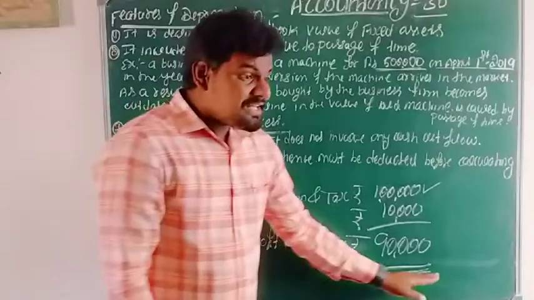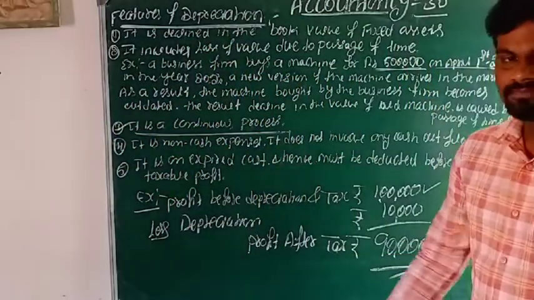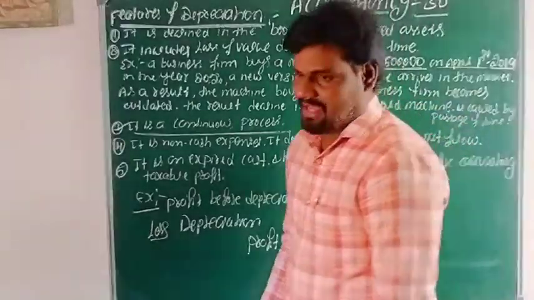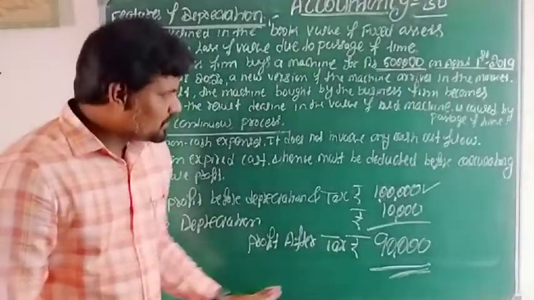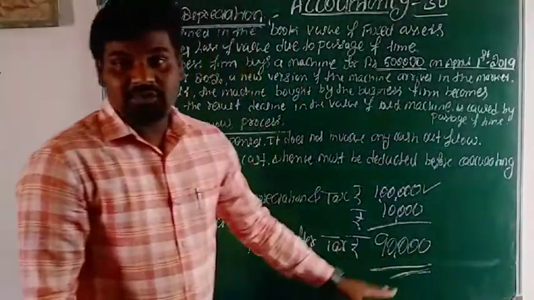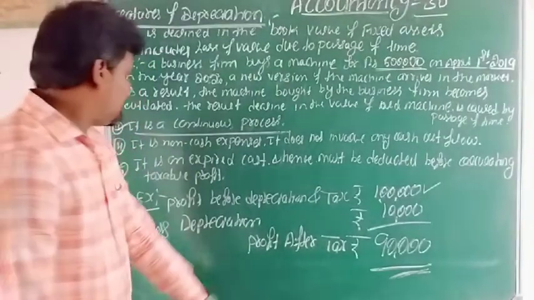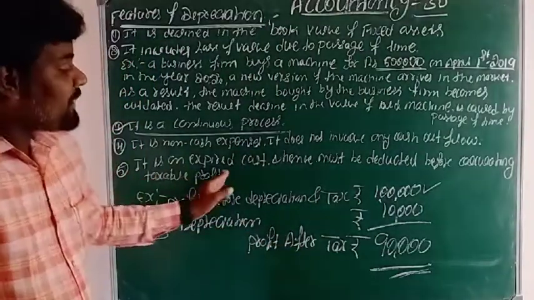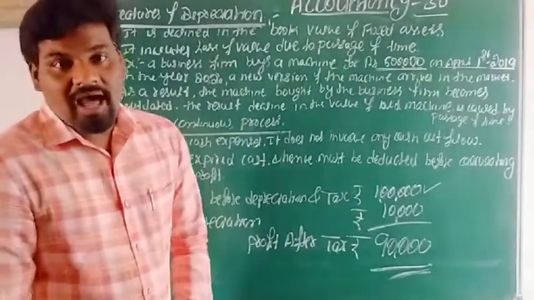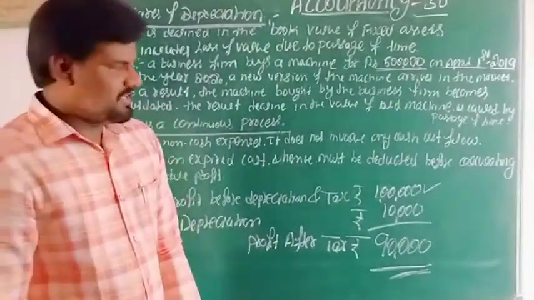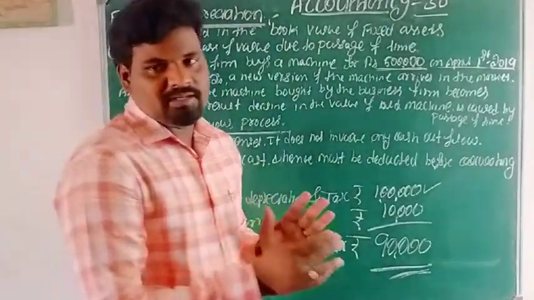In this 90,000 rupees we have not deducted the tax amount. We have not charged the tax. Suppose when the tax is deducted, again the profit will decrease. So finally it shows it is an expired cost. The 10,000 rupees is the expired cost, because it is a loss to the business organization. So these are the various features of depreciation.